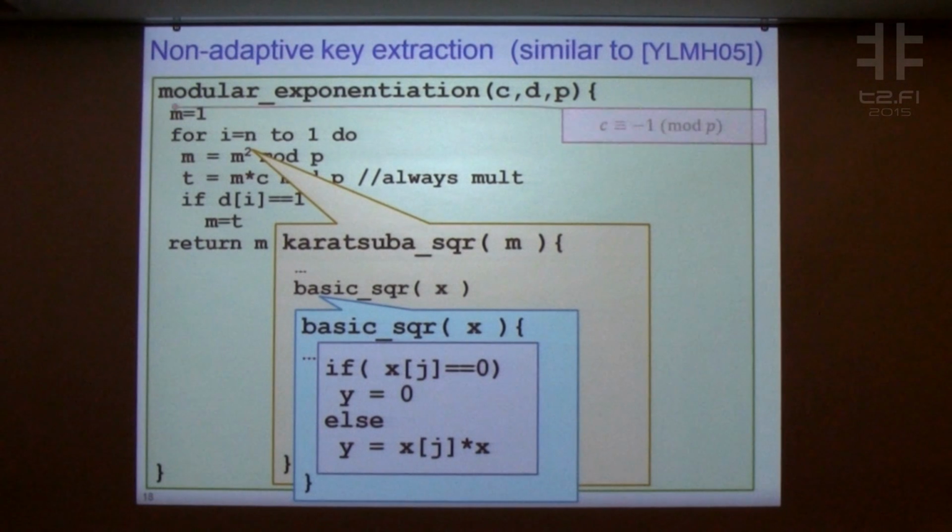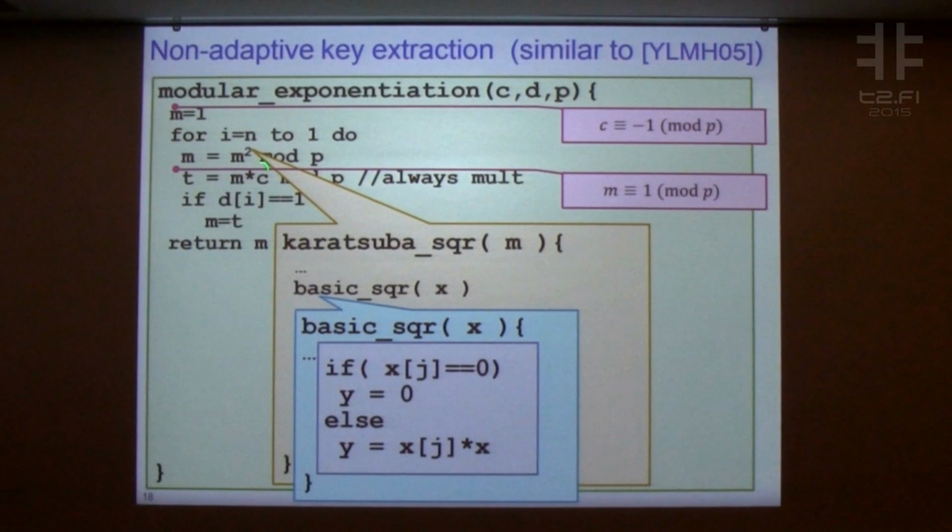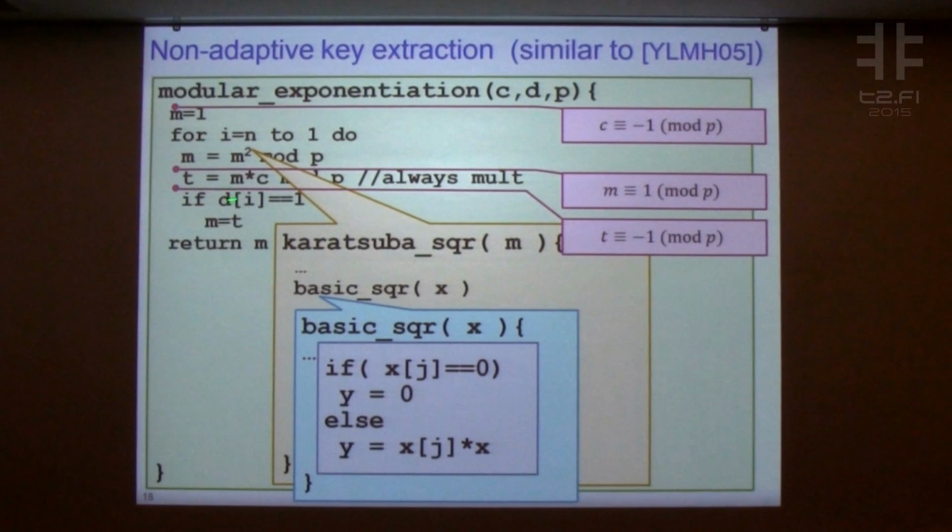So what we're going to do, we're going to set this ciphertext to be -1 modulo p. Then at this point of time, m is always going to be equal to 1. And let me prove that to you. At the beginning, m equals 1, so 1 squared is 1. Then t equals m times c, so 1 times -1 is -1. And then m is either replaced with the value of t, which is -1, or remains the same, which is 1. So after squaring, either 1 or -1 squared equals 1. So at this point of time, m always equals 1.